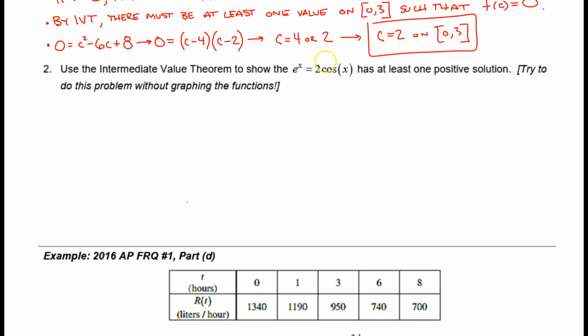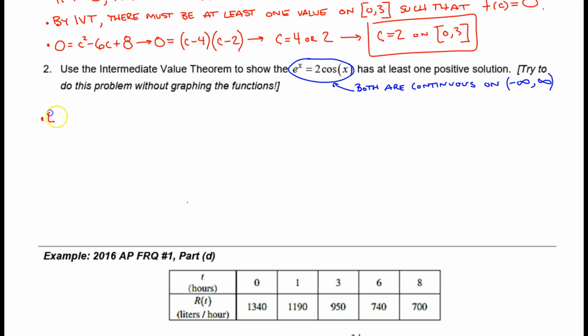First thing I'll mention here, both sides of this equation, both functions, are continuous for all real numbers. And why is that important? Because in order for us to use the intermediate value theorem, we have to have continuous functions. e to the x is an exponential. 2 cosine x is a trigonometric function, and we know that those are continuous for all real numbers. Okay, so let's jump back down here and start to piece this together.